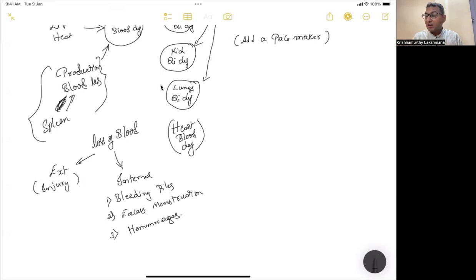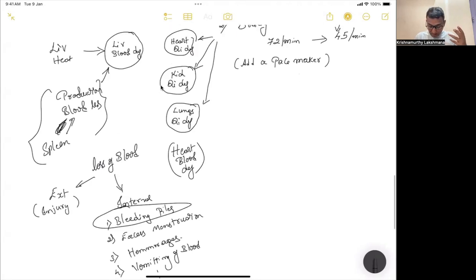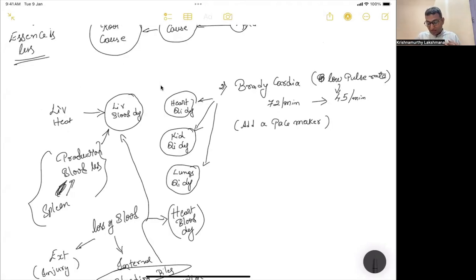So where the blood is getting lost, or they may be vomiting blood for some reason, any other kind of reason. Now, the root cause is somewhere here. Say somebody is having bleeding piles, and that is making the blood less in the heart and the liver. And because of low blood, their pulse rate is low.